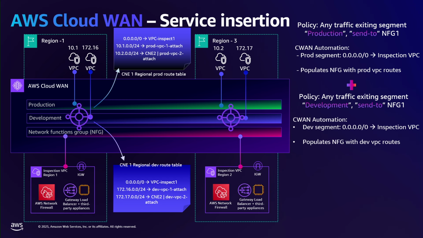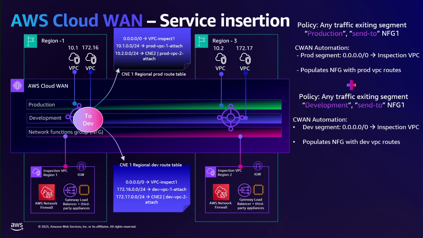But what if I add another policy for development, and now the network function group has the dev routes as well? If I have the same packet, it gets routed back to the network function group, which now has the dev as well as the prod routes, so it sends the traffic back. Right? So the summary here is, if you write the send-to policy for two segments, you can enable traffic flow between them.